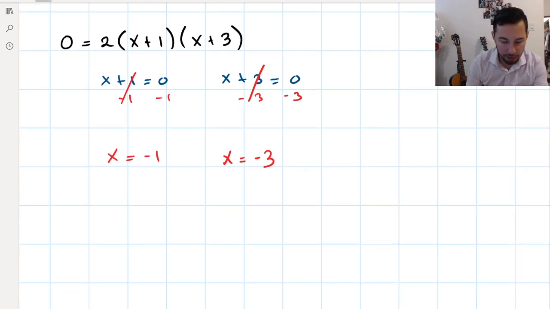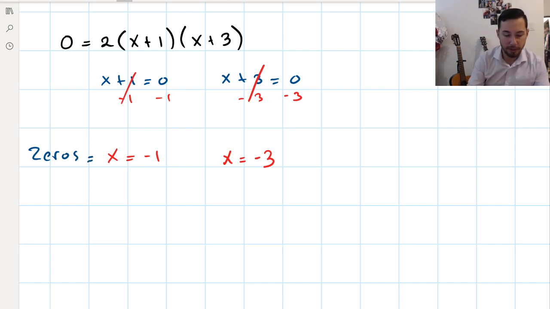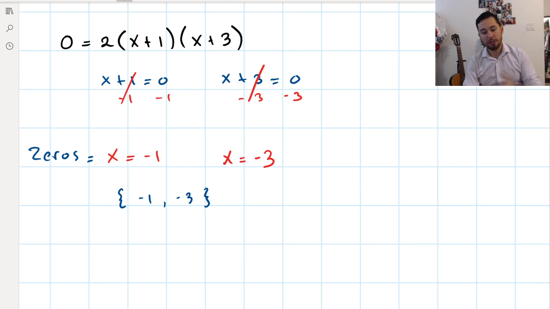So I found the zeros. My zeros are x is equal to negative 1 and x is equal to negative 3. And you could write it like that. I think we saw it on Delta Math in brackets, and it said negative 1 comma negative 3. There's a plethora of ways that you could write these answers, but I'm okay if you just write x equals negative 1, x equals negative 3.